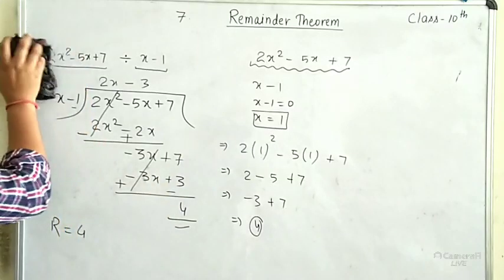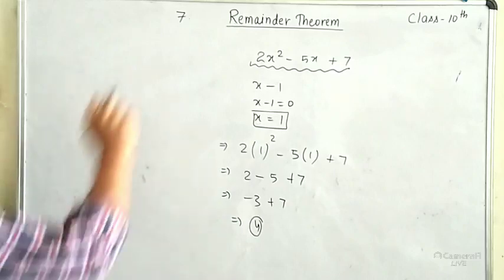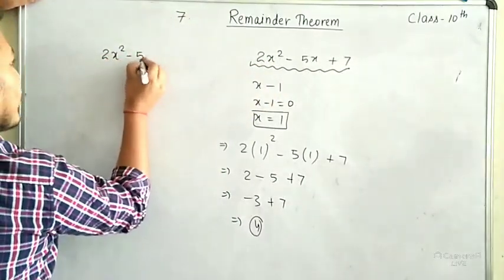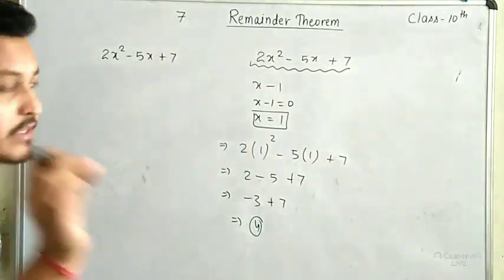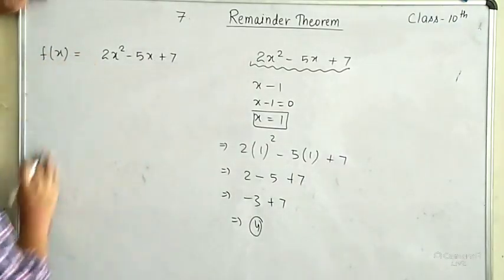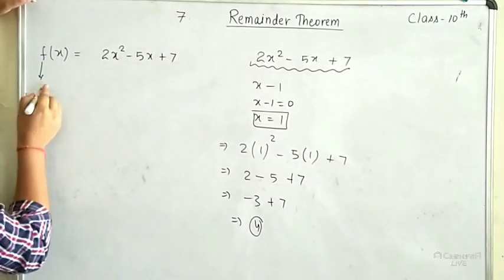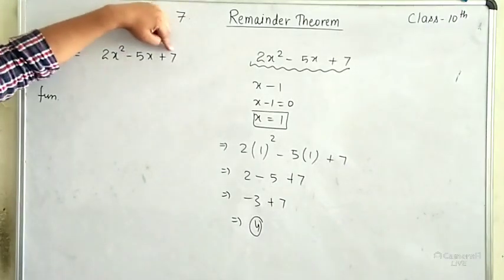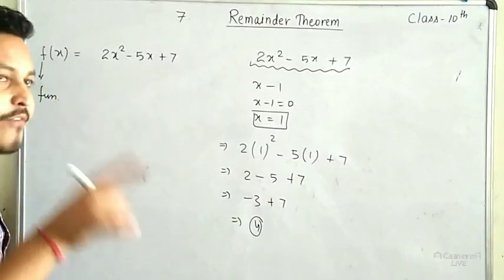remainder theorem? Now I am explaining the concept behind the remainder theorem. The algebraic expression given here is 2x square minus 5x plus 7, which is the dividend, the one we have to divide, and the dividend can always be denoted by f(x). f is denoted as a function, and the whole expression is in the form of x, so we take it as the function f(x).